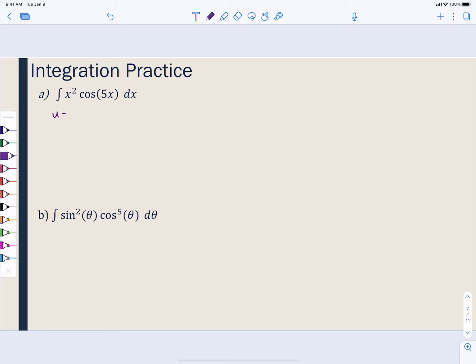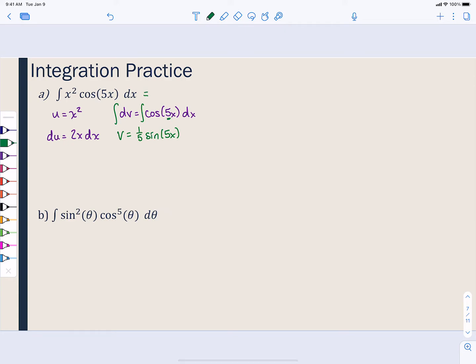And when we're doing this, we should take our algebraic function to be our u. So that makes du equal to 2x dx, taking the derivative of u. dv is going to be our cosine of 5x dx. And then remember, we take the integral of both sides of this, and we get v is equal to 1/5 sine of 5x. Again, that 1/5 comes from doing substitution with cosine of 5x.